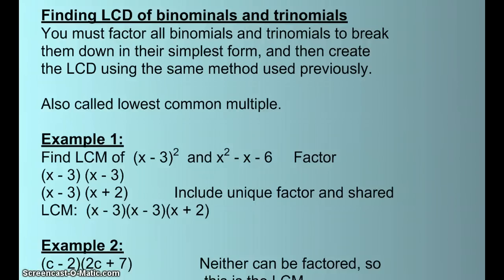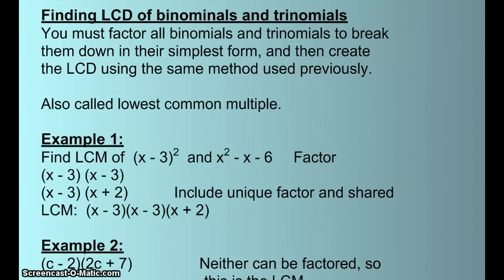Finding the lowest common denominator of binomials and trinomials. You have to factor all the binomials and trinomials to break them down into their simplest form, and then you can create the lowest common denominator using the same method we used before. I'll always use LCD for lowest common denominator, so you don't have to keep writing that down. This is also called the lowest common multiple.